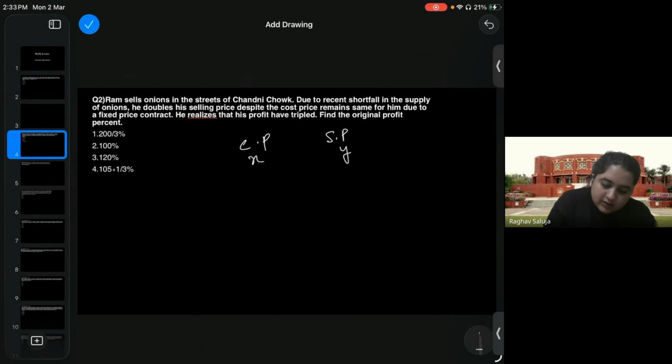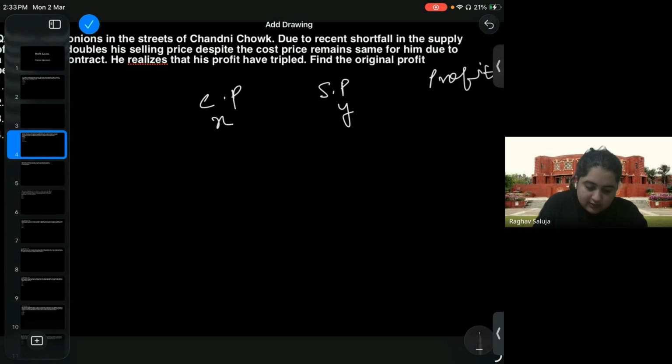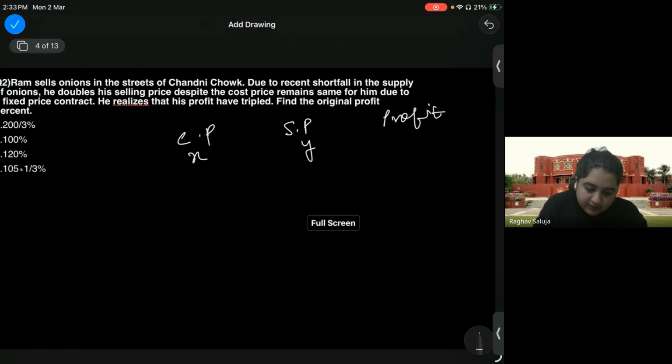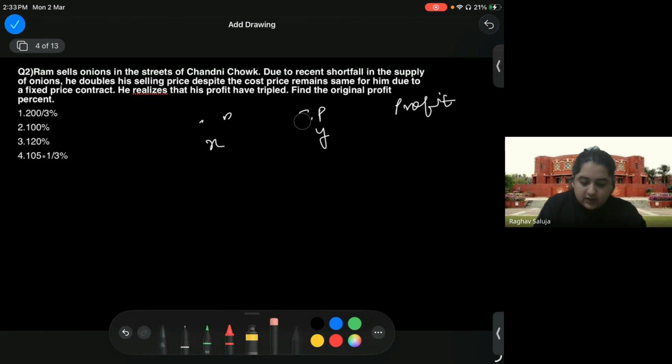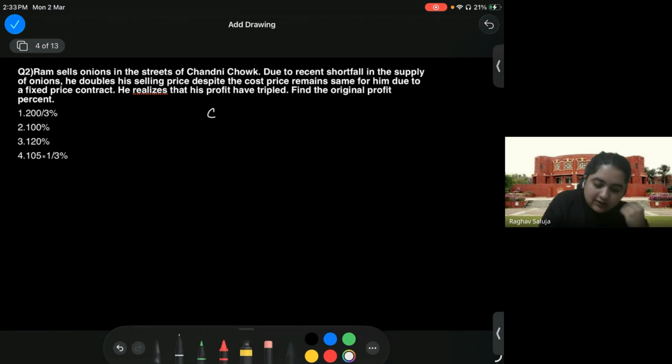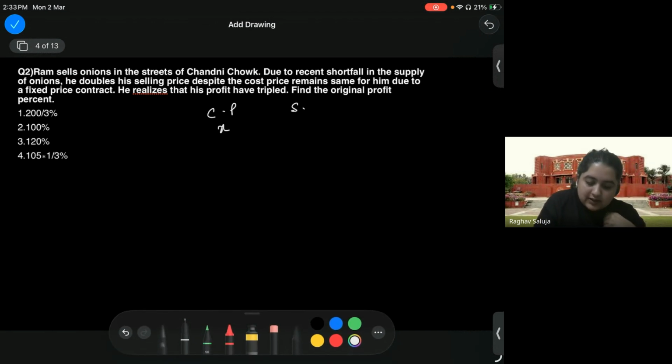So initially, we can see, just a second. Initially, it is given that we have a certain cost price, certain selling price, and then our profit will be y minus x. That is nothing but selling price minus cost price.